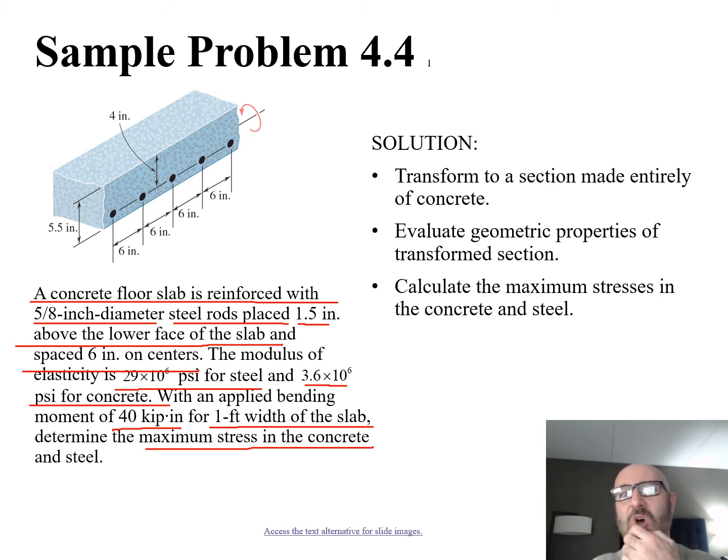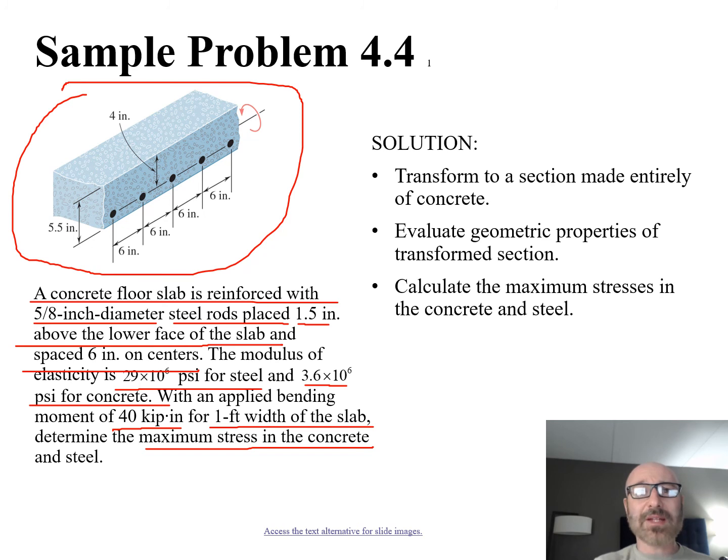So similar to that application we saw, but now we're going to apply some values for this practical application. Here's our diagram up here, so we can see the whole slab thickness is 5.5 inches. The problem statement tells us that these rebar are 1.5 inches off the ground, so 5.5 minus 1.5 gives us 4 inches from the top, which is really what we're concerned about. We can see there's our applied moment, and there's our 6-inch spacing on center for these 1, 2, 3, 4, 5 different rebar. And again, we have the diameter of those rebar of 5/8 inch.